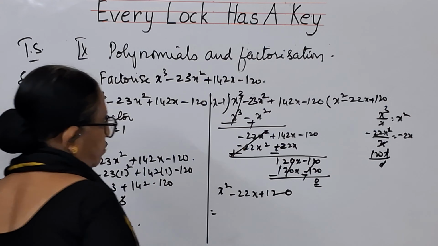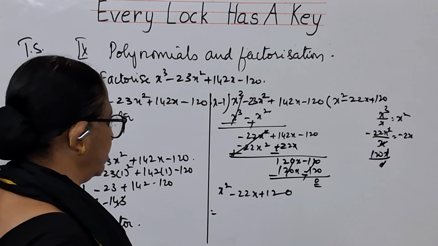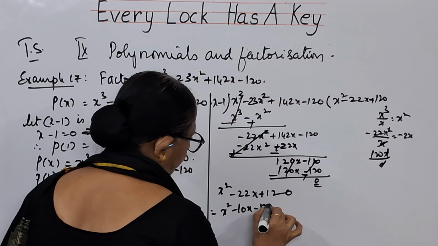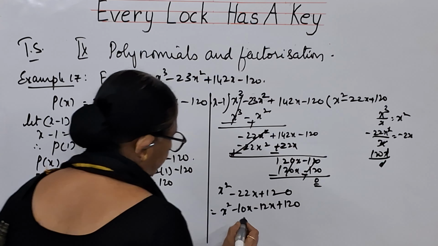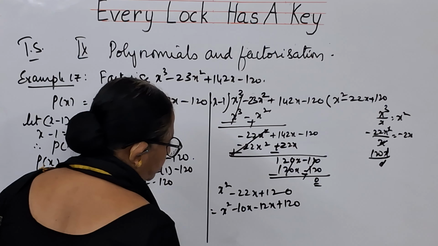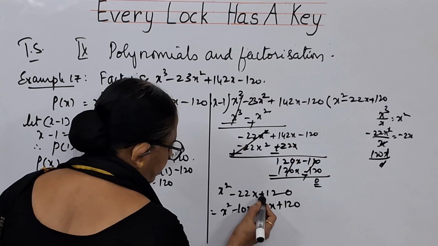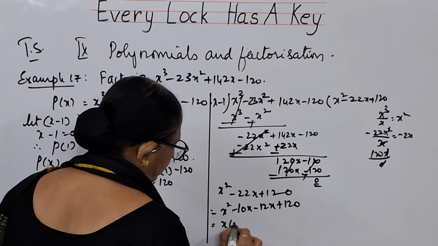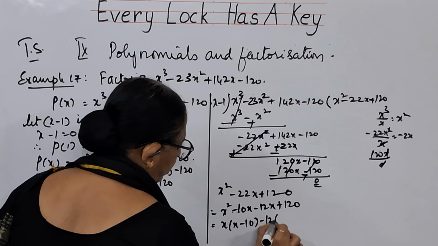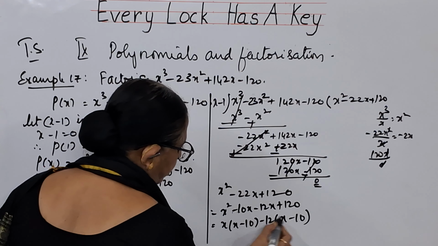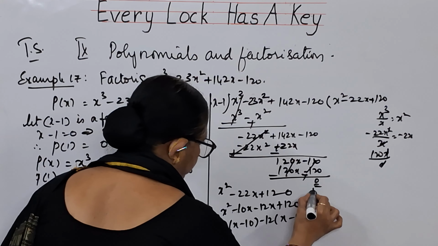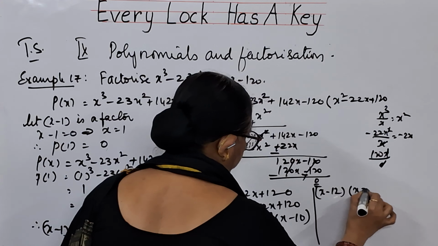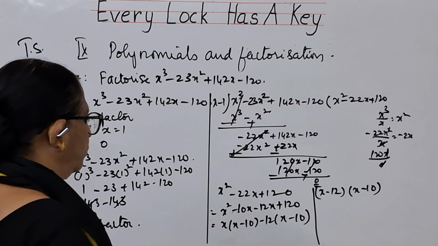Now split the middle term. 10 twelves are 120: x square minus 10x minus 12x plus 120. See children, if you add, you will be getting minus 22x. If you multiply, minus into minus plus, 12 into 10, 120. So this is nothing but x into x minus 10 minus 12 into x minus 10, because minus into minus becomes plus. That means, what are we getting? X minus 12 into x minus 10. So you are getting this.